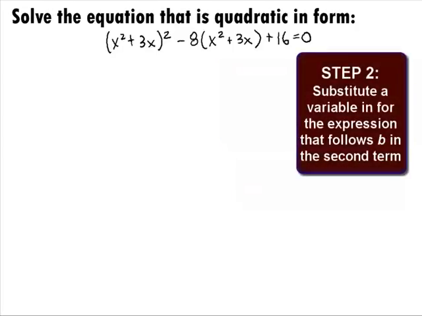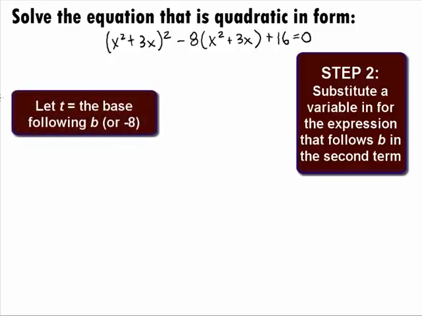In step 2, we want to substitute a variable in for the expression that follows b in the second term. Let's go ahead and use the variable t for this. Since we have it written in standard form, t will equal that base of x squared plus 3x.